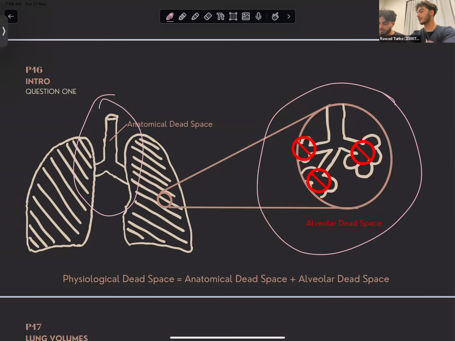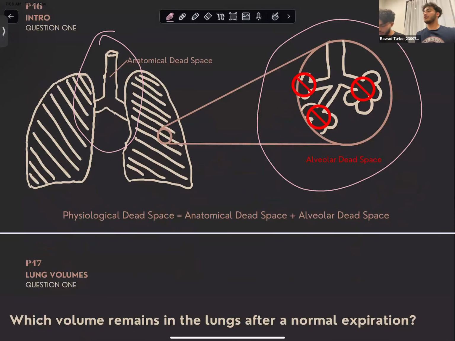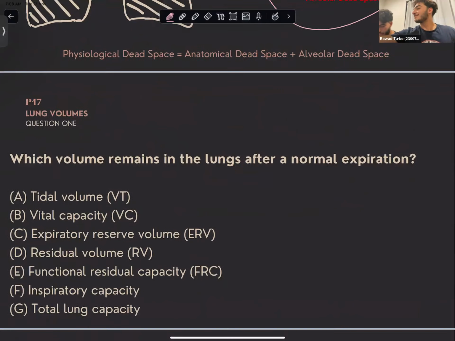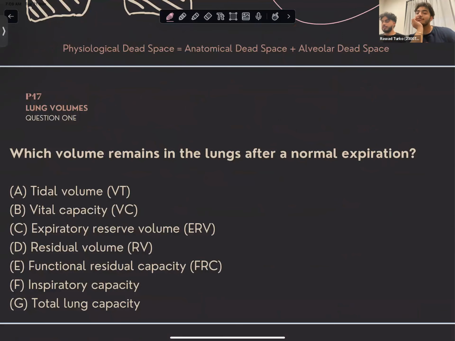Okay, so this is for the first lecture. A little warming up. Question 2. What volume remains in the lungs after a normal expiration? Okay, so we have a few different answers. Wow, very wide range.